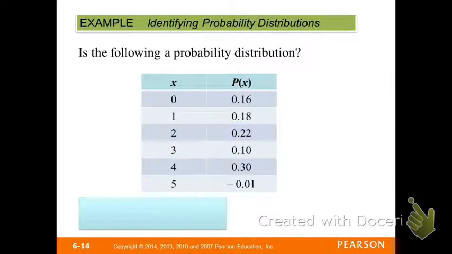Now, this should take a whole lot less time for us to figure out, because the probability that x equals 5 is negative. You can't have a negative probability. All probabilities have to be between 0 and 1, and so that fails to meet the qualifications of a probability distribution also. Last one here.